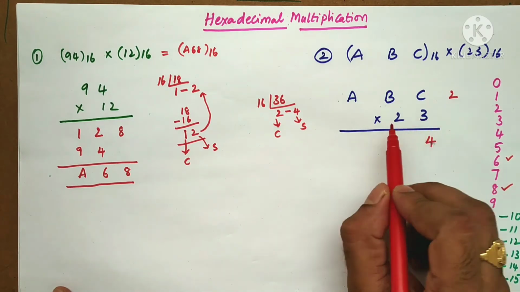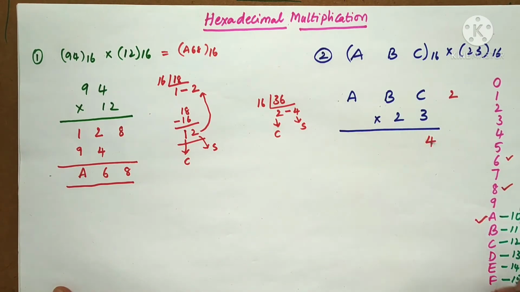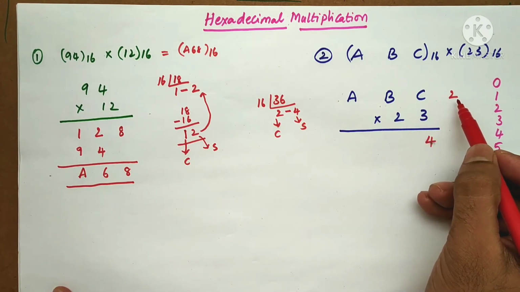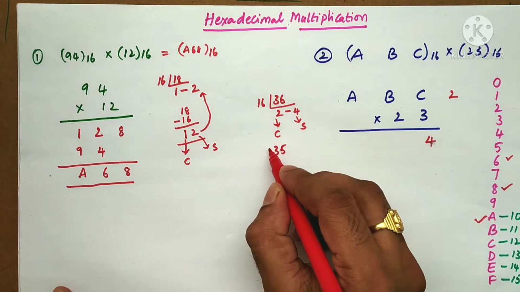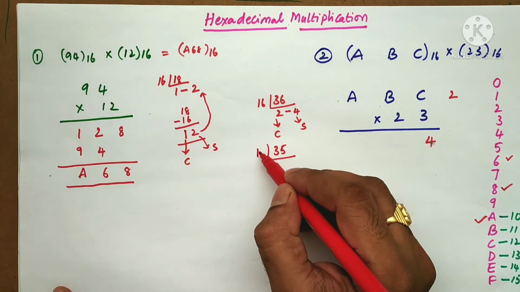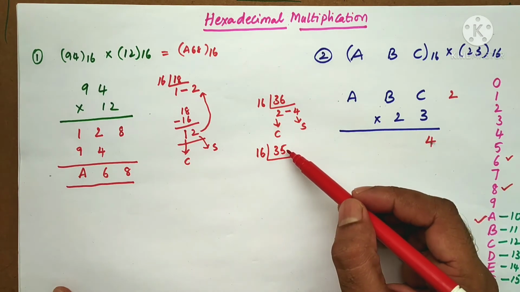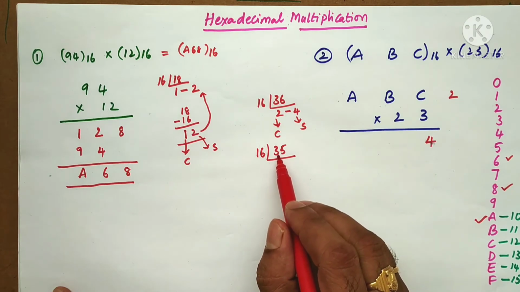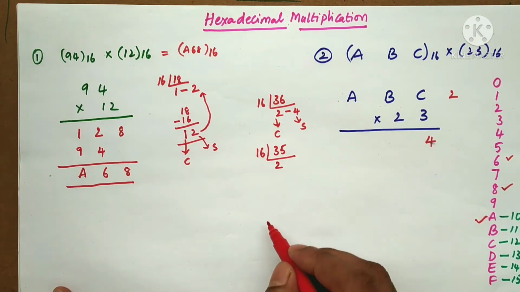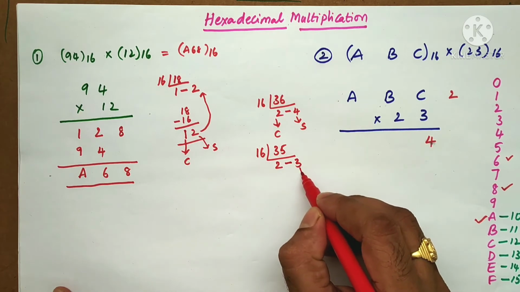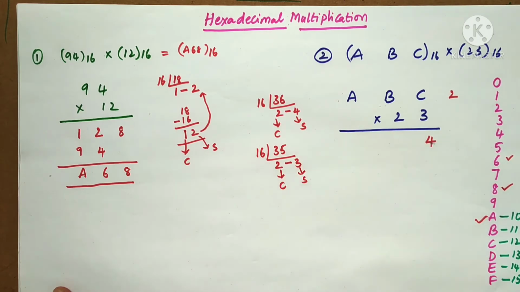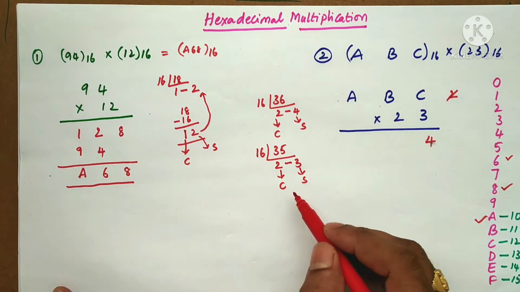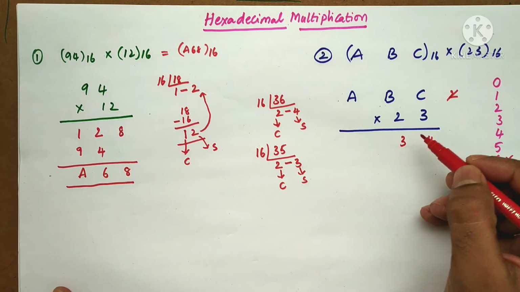Now multiply 3 into B. B means 11. 11 into 3 is 33. 33 plus 2 is 35. So now convert 35 into hexadecimal number system. Since 35 is a decimal number and it is not present in hexadecimal number system. So 16 2 is 32 and remainder is 3. This is sum and this is carry. So sum you have to write here and carry here.